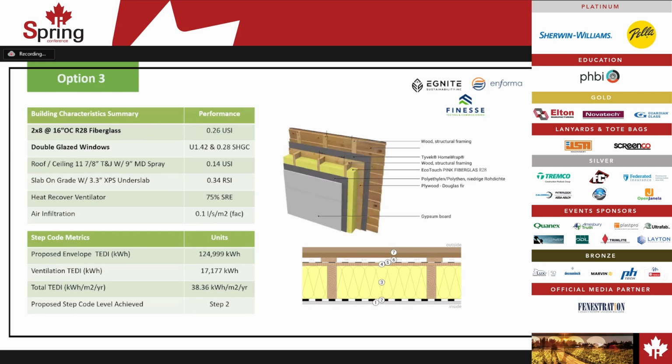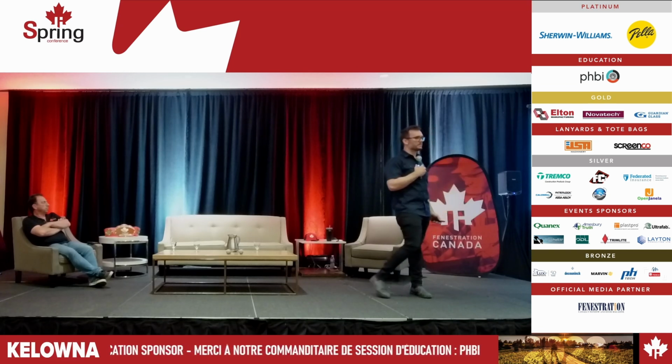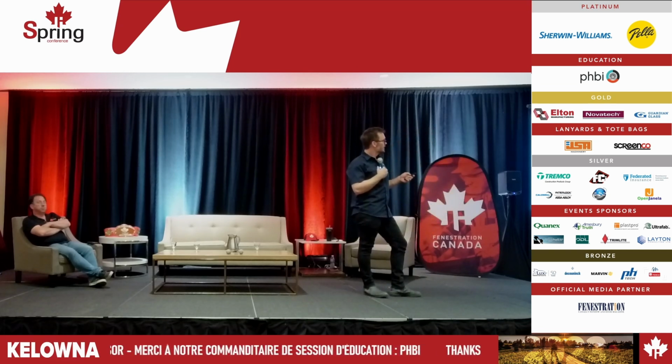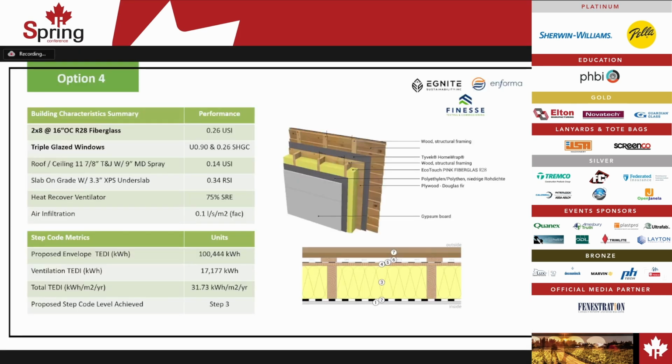Another wall assembly type that we reviewed was a 2x8 wall, 16 inches on center with R28 fiberglass batts. Speccing a double glazed window package with the U 1.42 didn't quite meet the metrics for getting them to Step 3. So when we looked at upgrading to triple glazing, a 2x8 wall, 16 inches on center with R28 fiberglass batts with the triple glazing got them to that Step 3 performance target.